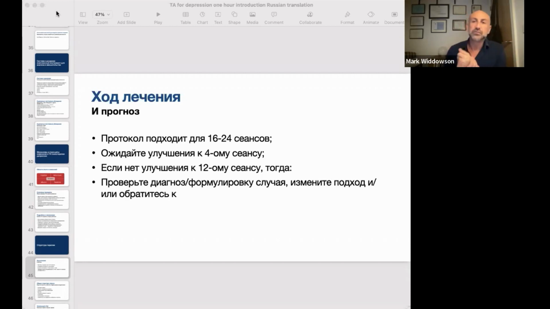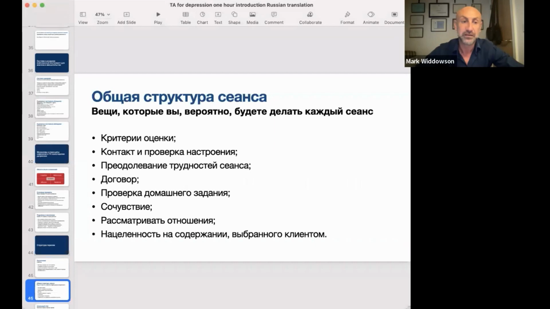And if none of this is working, then maybe it's just the case that you and the client are not a good match for each other, and you might want to refer them on to someone else. There is no shame in that. It's a very professional thing to do. I think it's better for clients to be referred on to a therapist who might do better than for them to stay in therapy for a long time and get no benefit from it.